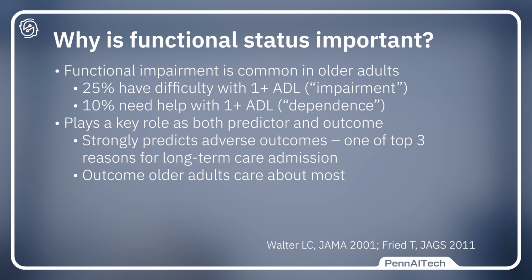As a predictor, having difficulty or needing help with those basic activities of daily living is associated with increased risk of acute care utilization, so going to the emergency department, going to the hospital, increased risk for being admitted to the nursing home, increased risk of mortality, needing more caregiving services, and also higher costs.